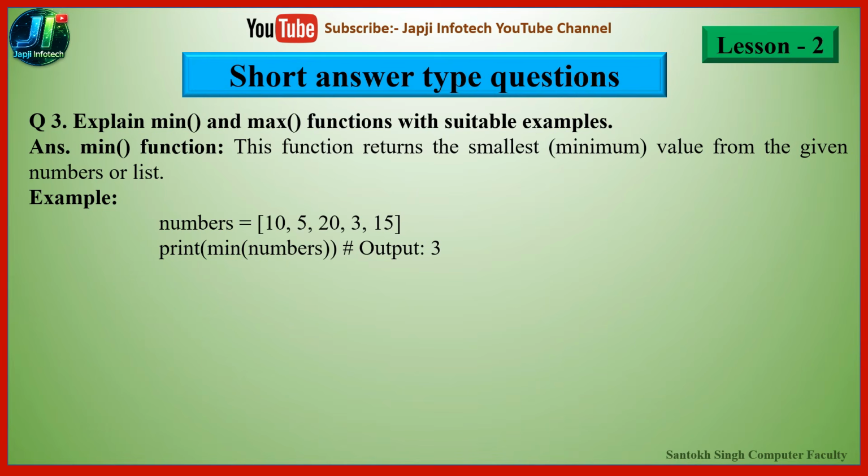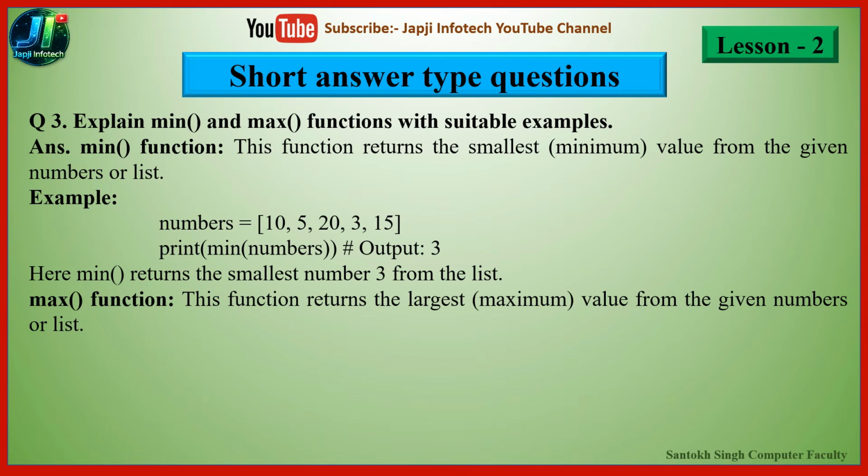So numbers represent a list which already stores a lot of values. So when we use the print function, it finds out the minimum number from the given list, and that is 3. So the output of the given statement is 3. So here min returns the smallest number 3 from the list.